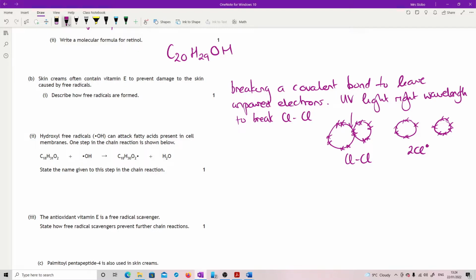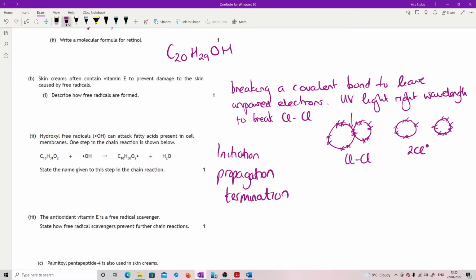Hydroxyl free radicals can attack fatty acids present in cell membranes. One step in the chain reaction is shown below. State the name given to this step in the chain reaction. This has come up a lot in all the papers, because I've worked through so many of them recently. So you're expected to know that you have 3 potential stages. You could have initiation, propagation, or termination.